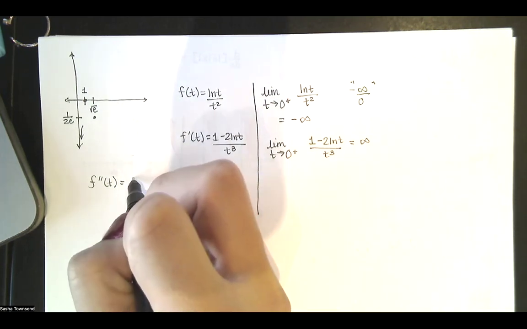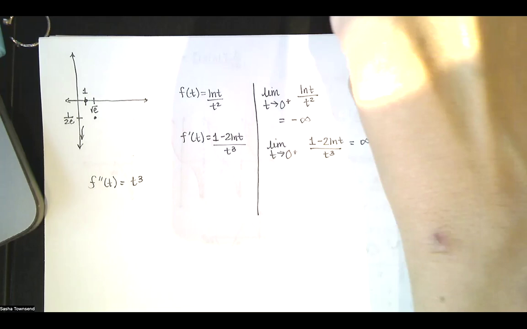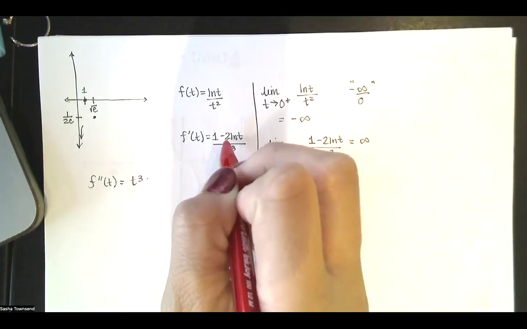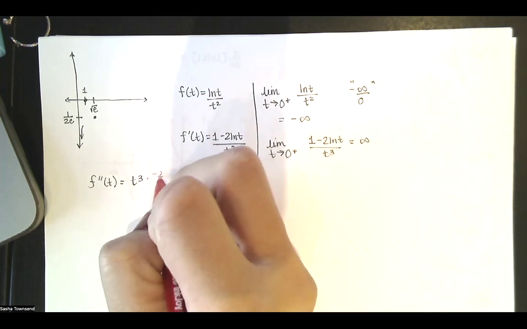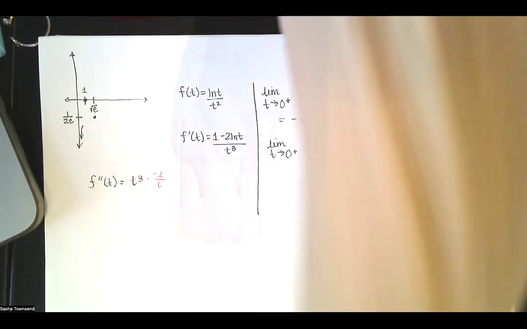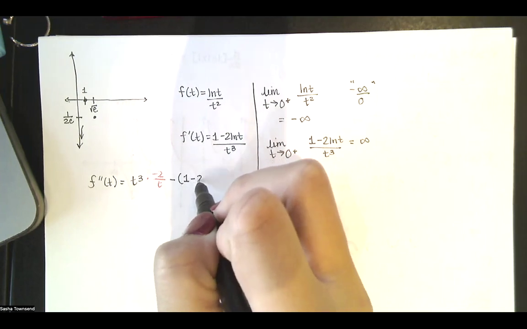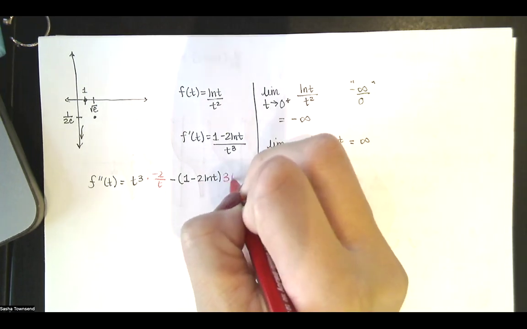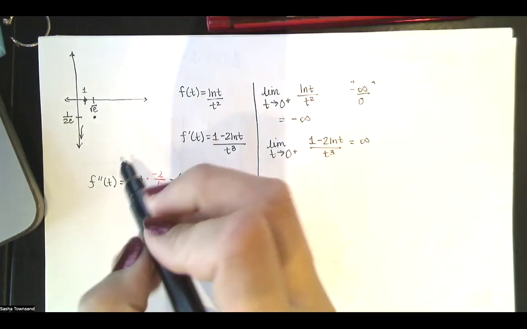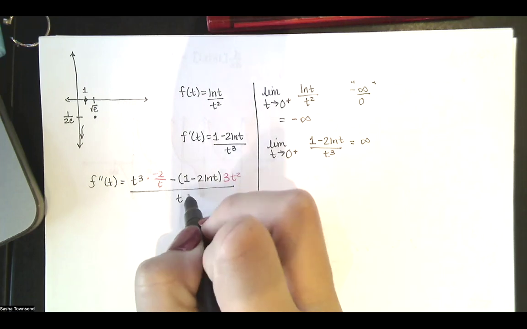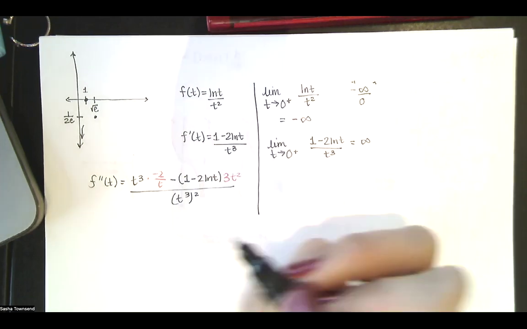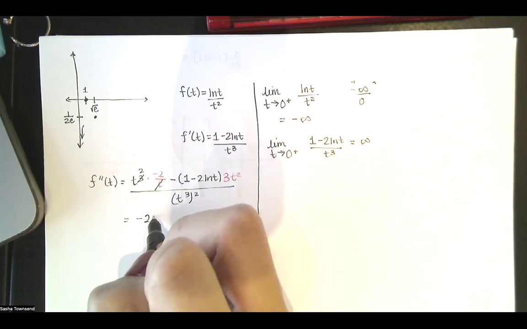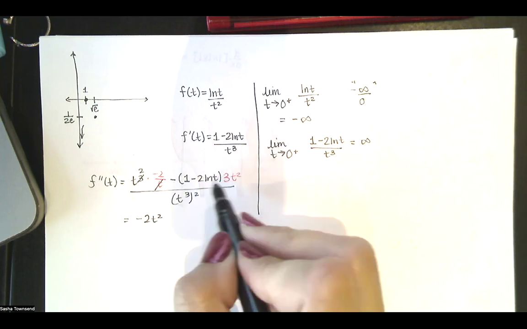So by the quotient rule, we get low d high. The derivative of 1 is 0. The derivative of -2 times natural log of t is -2 times 1 over t, minus high d low. The derivative of that t cubed is 3t squared. And we'll divide all of that by low. That's t cubed squared. One of those t's will reduce, and what we get is -2t squared minus this expression.